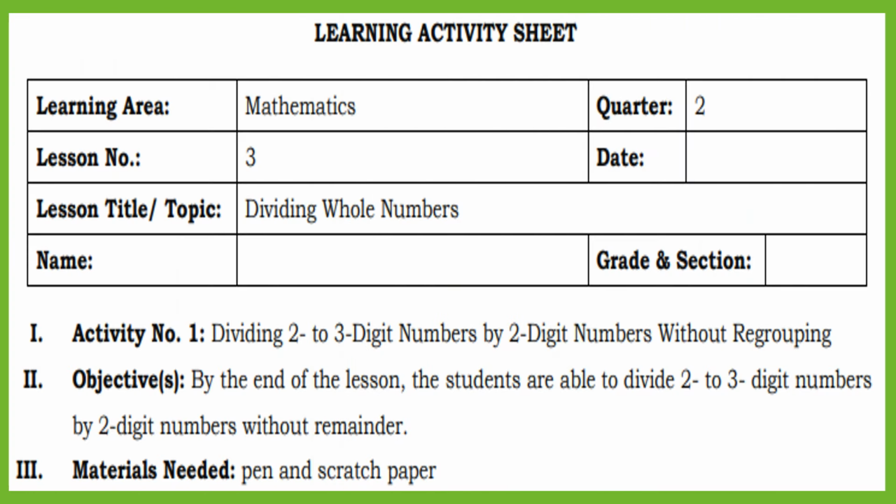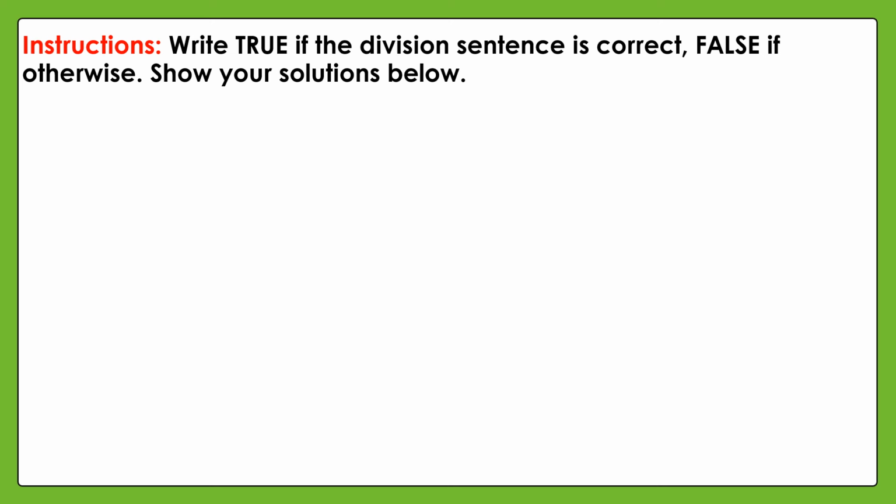Let's have the learning activity sheet. Activity number 1, dividing 2 to 3-digit numbers by 2-digit numbers without regrouping. Objectives: by the end of the lesson, the students are able to divide 2 to 3-digit numbers by 2-digit numbers without remainder. Materials needed: pen and paper or scratch paper. Instructions: write true if the division sentence is correct, false if otherwise. Show your solutions below.